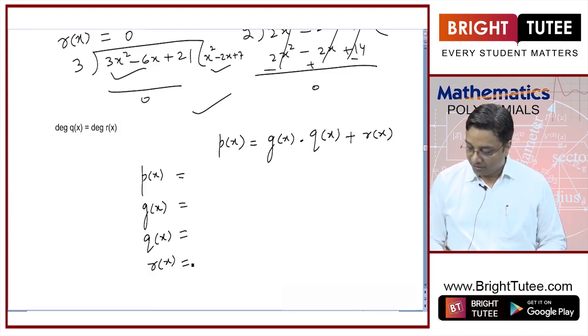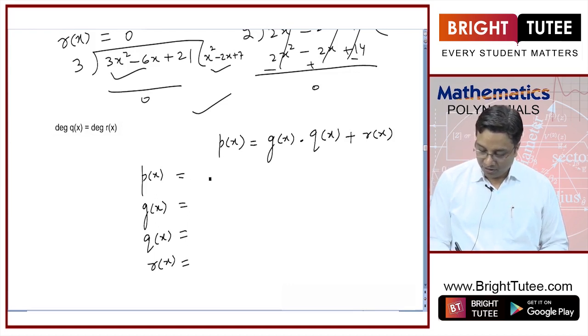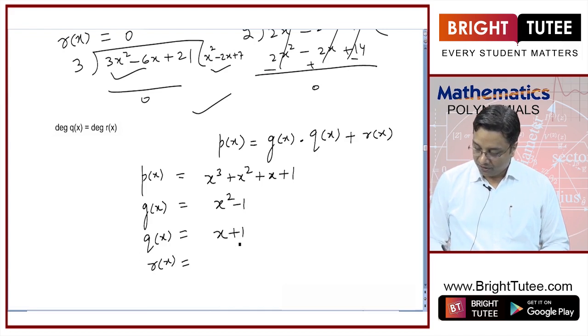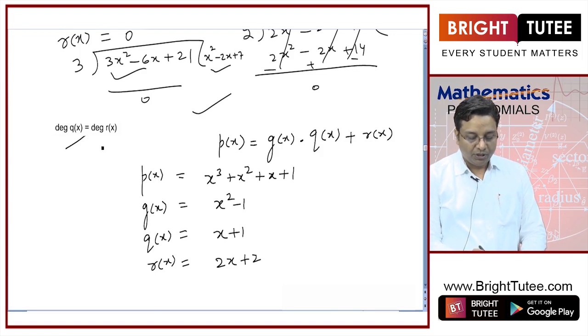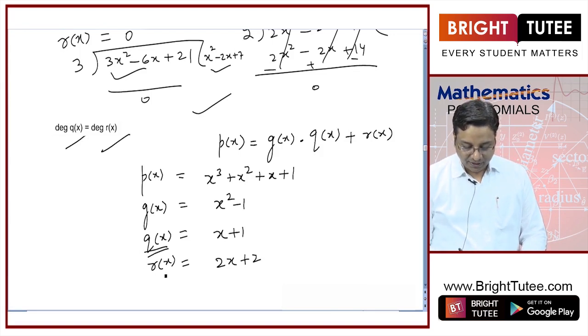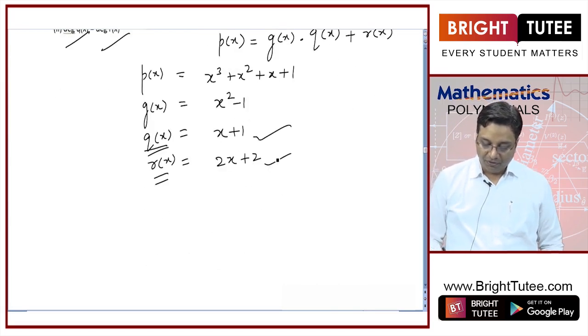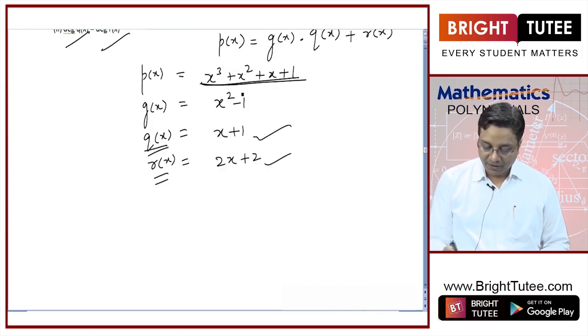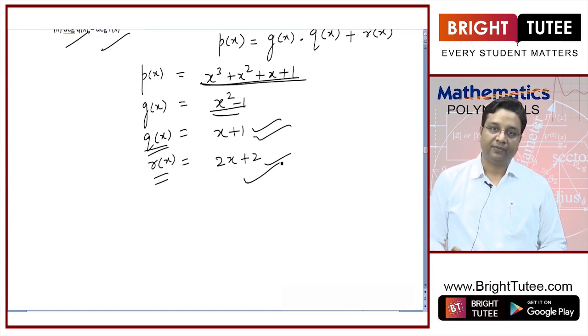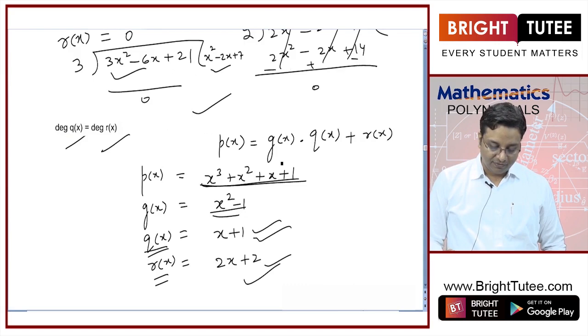Let's take a general expression for p of x as x cube plus x square plus x plus 1, g of x as x square minus 1, q of x as x plus 1, and r of x as 2x plus 2. Now q(x) and r(x) here have the same degree, which is equal to 1, right? Now if you divide this expression by this one, you will get this q of x and this r of x, right? So these are very simple examples.